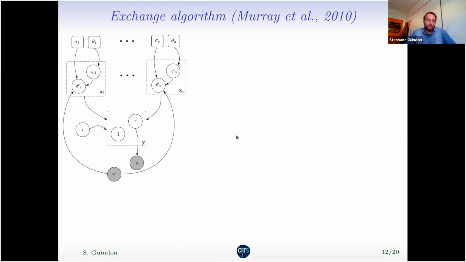All right, so in 2010, Murray and colleagues described the exchange algorithm that was designed to specifically tackle those doubly intractable problems. Here, it's probably best to rely on the graphical model to explain how this algorithm works. And the graphical model I provide you with here gives you a way to generate observations according to the model. It's not the most efficient way to generate observations, but it's a valid way from a statistical point of view.